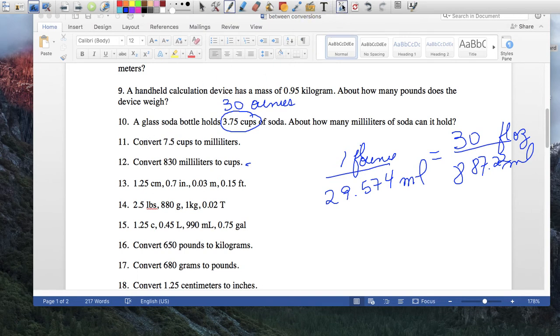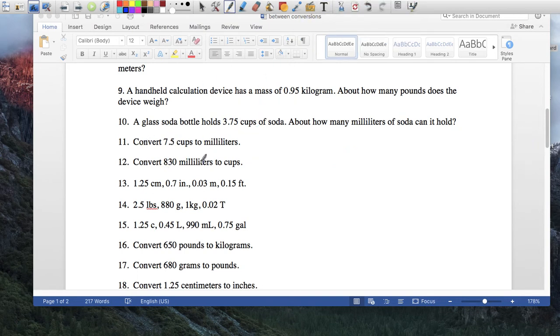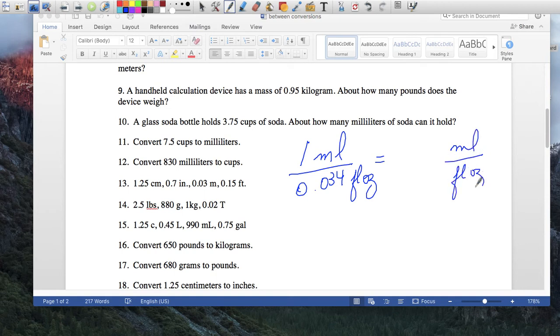So I'm not doing 11. I'm not going to do 12, milliliters to cups. So I'll do 12. So 830 milliliters to cups. I can't change it to cups right away. I'm going to have to change it to ounces, and then from ounces change it to cups. So I know that 1 milliliter equals 0.034 fluid ounces.